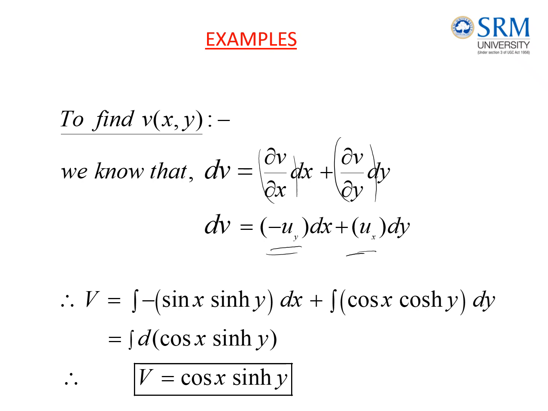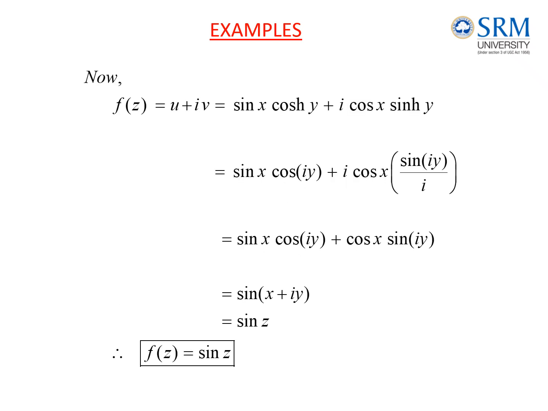So this term together I can write as the derivative of cos x sinh y. If I integrate this, derivative and integration are reciprocally related, so it will get cancelled. Therefore v is equal to cos x sinh y. After getting this harmonic conjugate v, we can construct f of z as u plus iv. Substitute the given u and the v we just found, then simplify, and we should get the function of z.